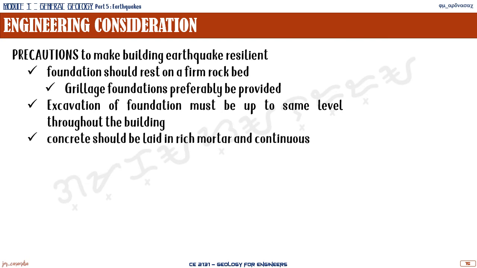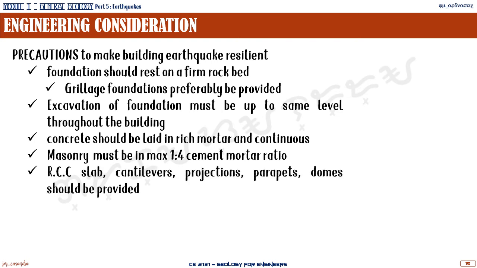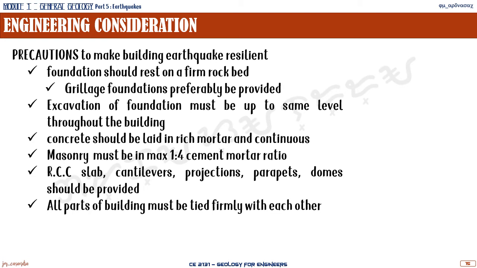Then concrete should be laid in rich mortar and should be continuous. So masonry, as much as possible, must be in a maximum ratio of 1:4. And then your reinforced concrete cement slab should, for cantilevers, projections, parapets, and domes, also be provided. So basically, all parts of your structure should be reinforced. And all parts of the building must be tied firmly with each other, meaning the connections between the parts of your buildings should be stable.